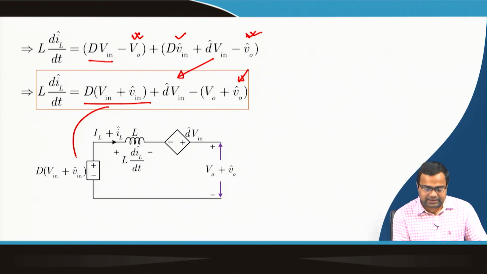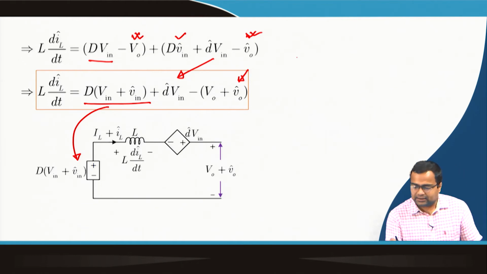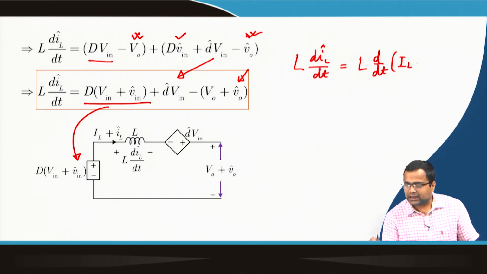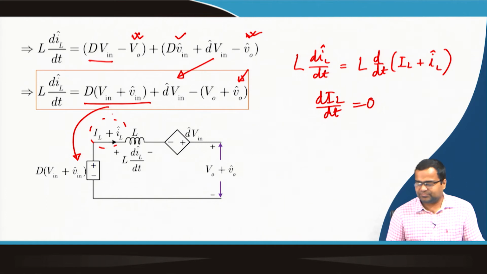This term is coming here, and since L dIL/dt is also equal to L d/dt of IL hat, because we know that the steady state derivative dIL/dt is equal to 0, you can simply put them. That is why this is coming as L dIL/dt, that means it includes both DC and AC information.